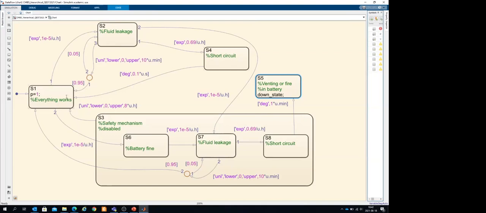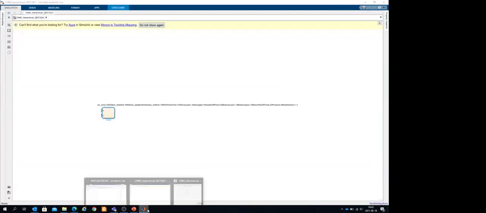Now, the tricky case is when we are in S3 here, when the safety mechanism has been disabled. So if we are in S1 when this happens, for example, we go to S6, battery fine, which can lead to a fluid leakage and a short circuit. But in this case, the short circuit will lead to a fire or venting in the battery because the pyrofuse or safety mechanism is disabled. So we will now analyze this model to find the probability of, if we start in S1, ending up in S5 after some point in time.